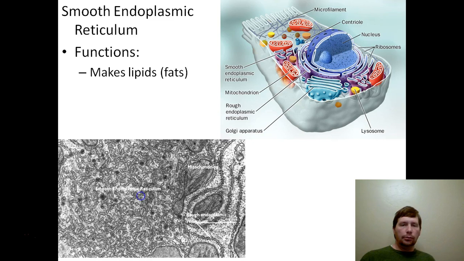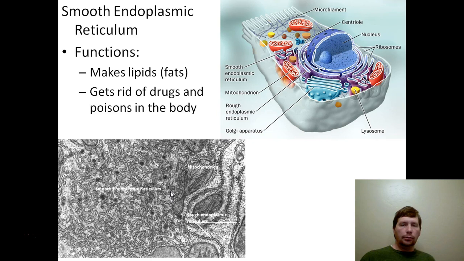That's function one. Other function of the smooth ER is it gets rid of things you don't want. Things like drugs and poisons, things that are in your body that could kill you. The smooth ER can get rid of it. Inside the smooth ER are enzymes which can break down certain toxins and poisons in your body and get rid of them. A great example of that is alcohol.